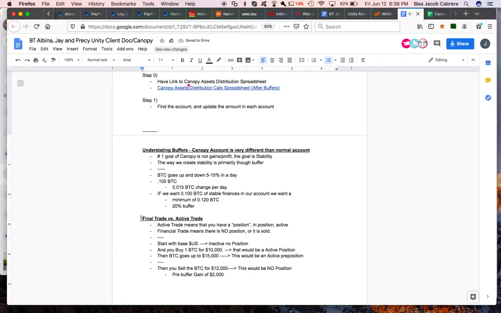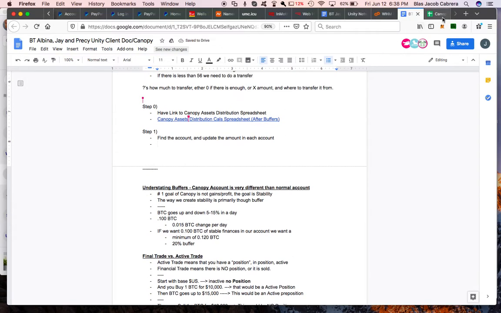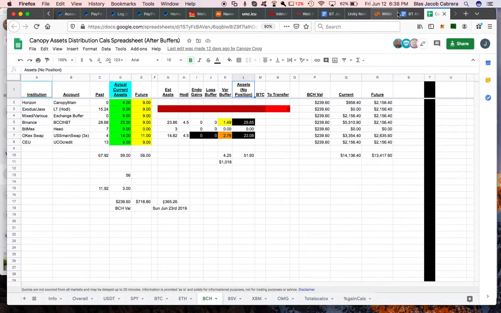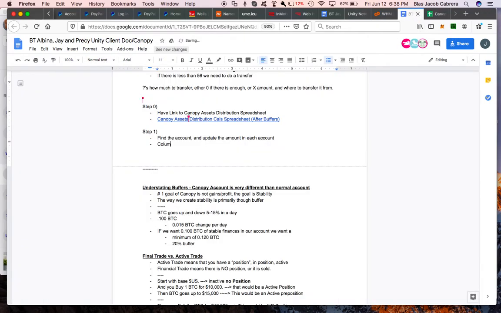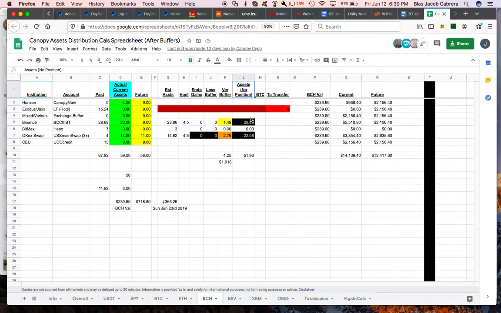So final trade versus active trade is very, very important, and the term we use in the spreadsheet is no position. So in column L, we put the total amount of cyber currency or assets with no position. So if there is a current position, it would not be present on the spreadsheet. Okay?